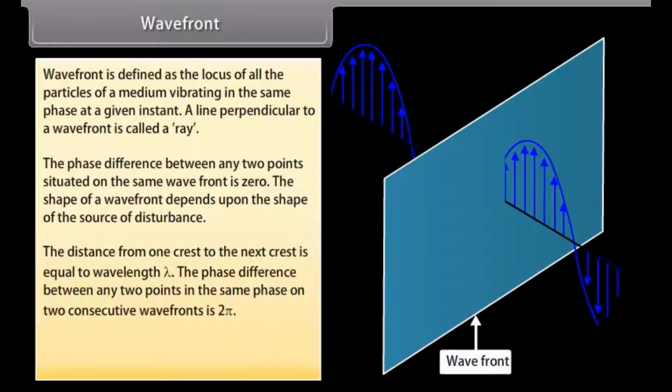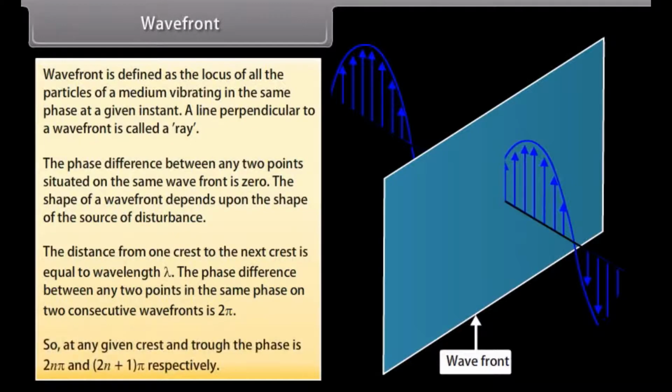The distance from one crest to the next crest is equal to wavelength lambda. The phase difference between any 2 points in the same phase on two consecutive wavefronts is 2 pi. So, at any given crest and trough, the phase is 2n pi and (2n plus 1) pi respectively, where n is an integer.